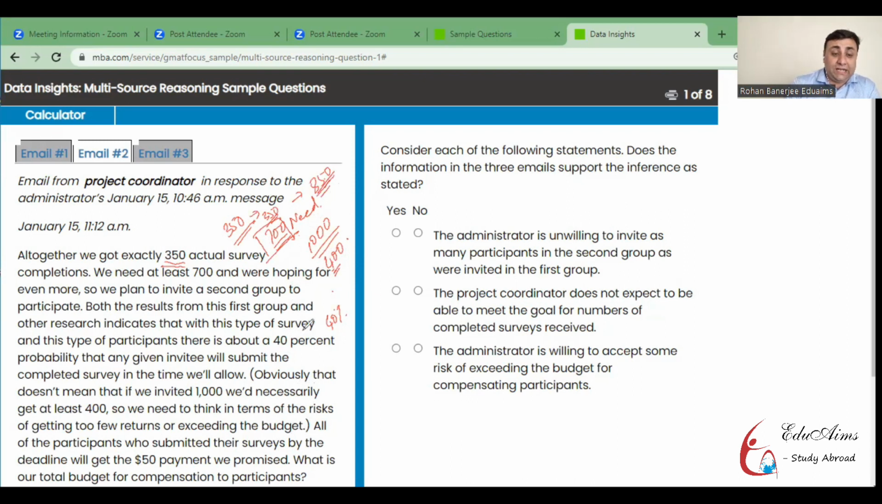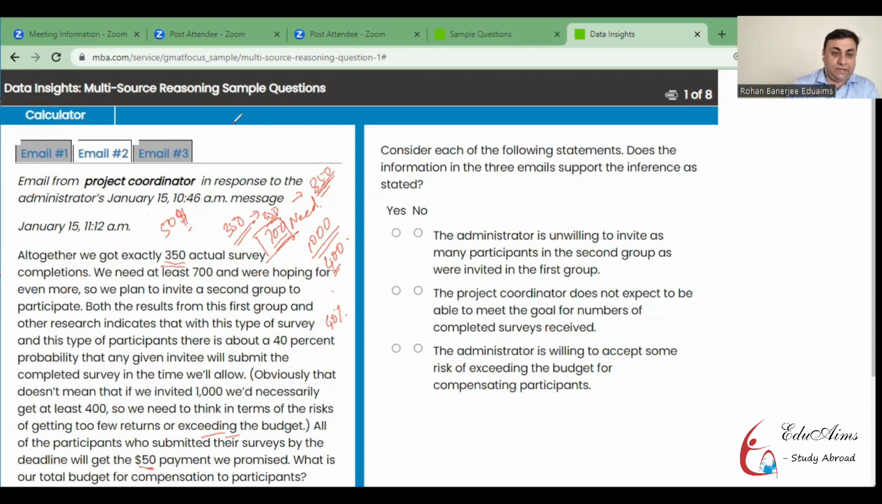But with that, what will happen? They will exceed the budget. So there must be some budget associated with it. All of the participants who submitted the survey by the deadline will get the $50 payment fee promised. Okay, so they promised $50 per survey. So what is our total budget for compensation to participants? So they will give $50 for each person who will respond to this.